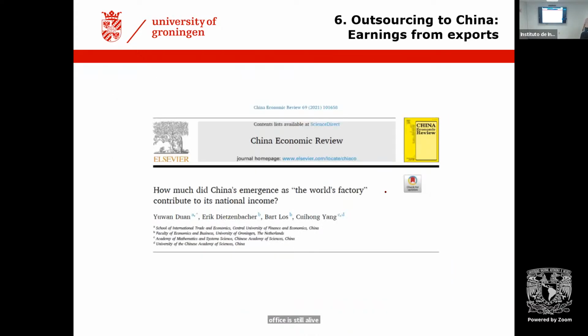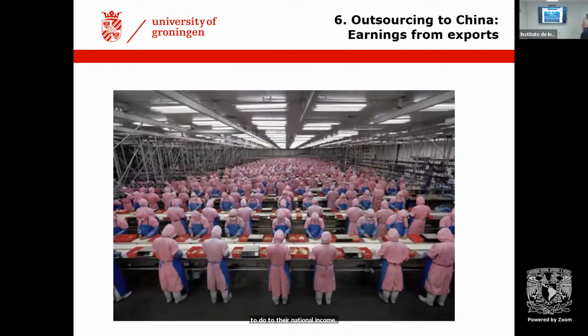I think this is the last one, and I believe it's a very short one. So this is about China's emergence as the world factory. But then what does it do to their national income? Because that's slightly different from before.